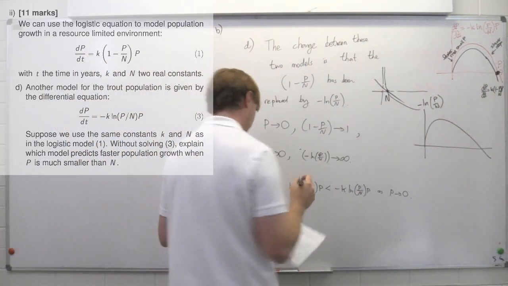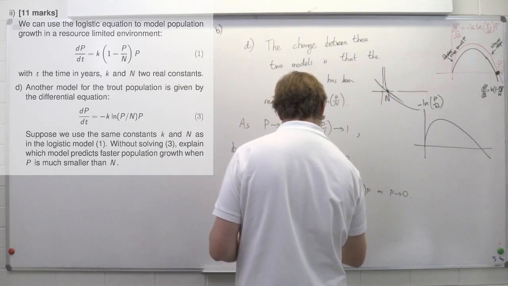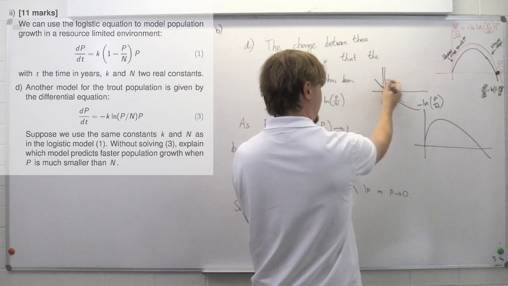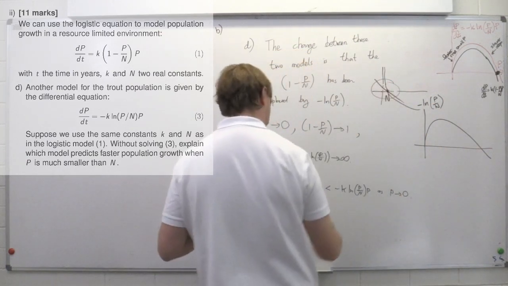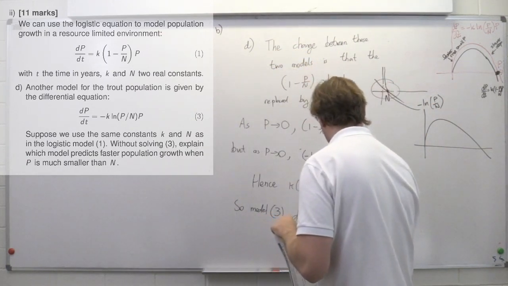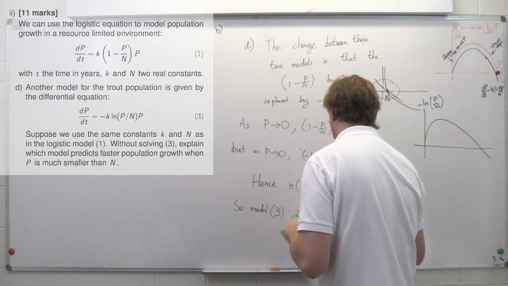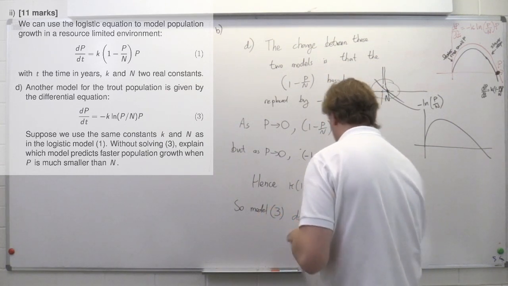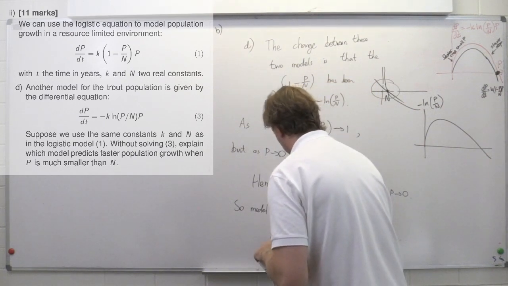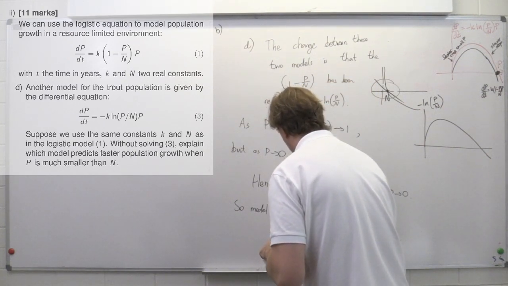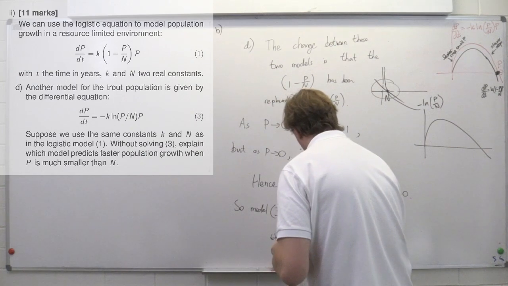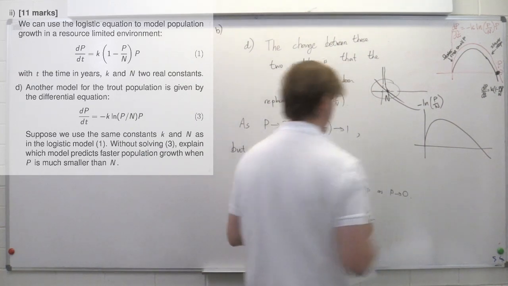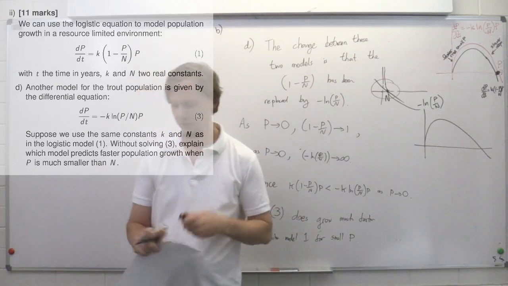So model 3, however you do explain it, I think this graph is very nice, but you really need a detail here. So model 3 does grow faster. And actually it grows much faster than model 1 for small p. Okay.